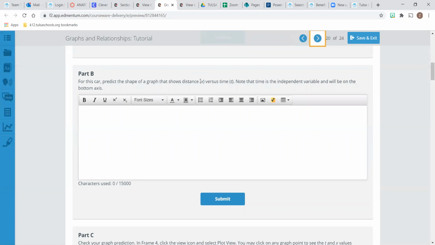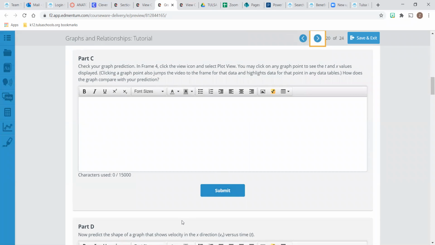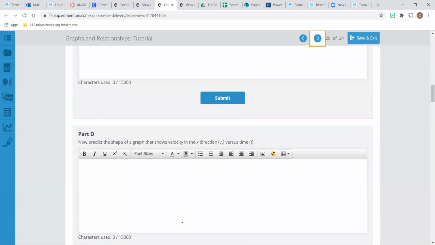Predict the shape of a graph that shows distance versus time. Now that time is the independent variable, note that, so time is going to be on the x-axis, the horizontal axis. This says check your graph prediction. So you're guessing what the graph looks like based on what you know, the relationship between the variables. And then how do you think it compared to your prediction?